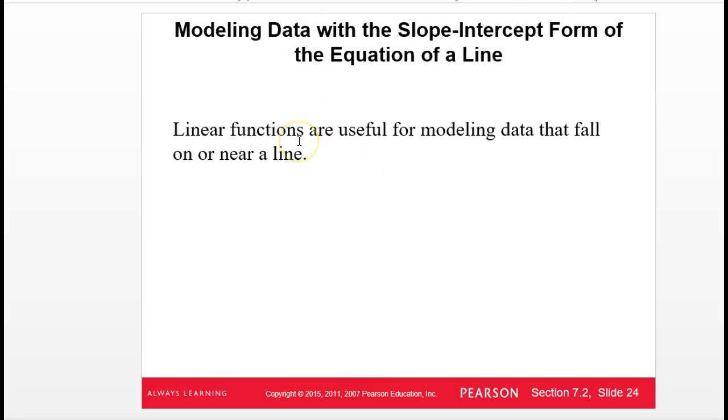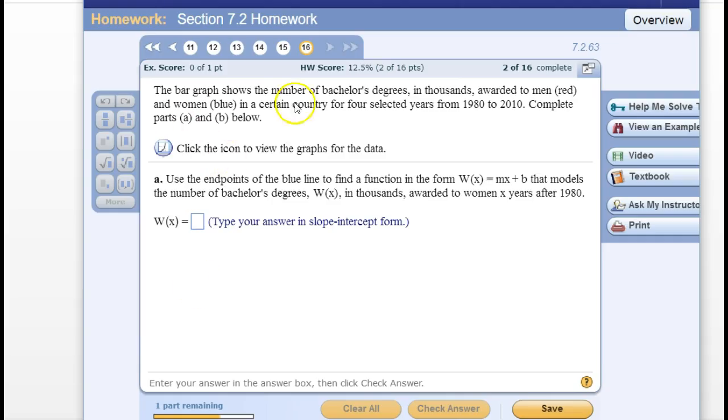We can use lines to model data. If the problems are giving you data points, we can come up with a linear model that comes either on or very close to those points. So let me show you how we can do one of these problems with some technology's assistance. The bar graph that we're going to see shows the number of bachelor's degrees in thousands awarded to men and women in a certain country.